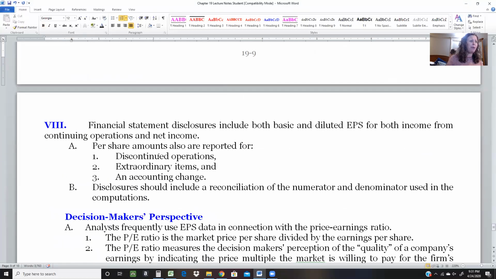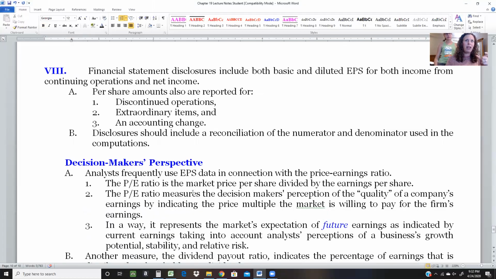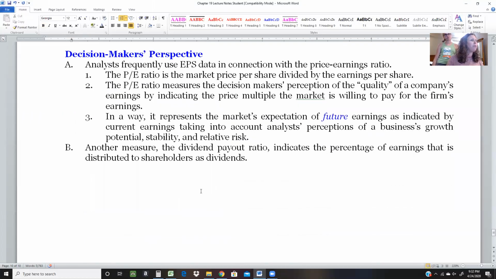All right, and the last topic just talks about a little bit about how if you have unusual items, remember how on the income statements we did CDE, continuing, discontinued, extraordinary items? You report on all three of those numbers net of taxes, and you report all three earnings per share numbers. So, all right, that's our last bit of notes for this entire class.